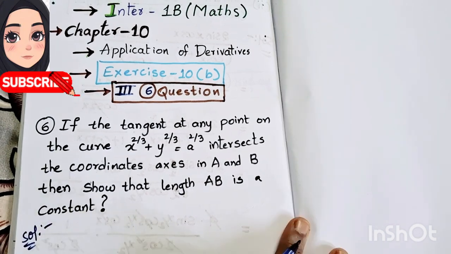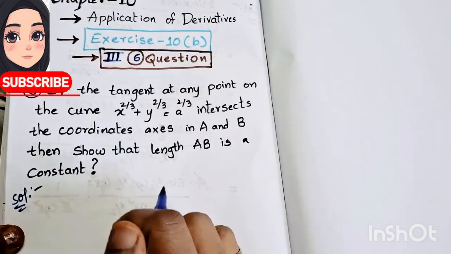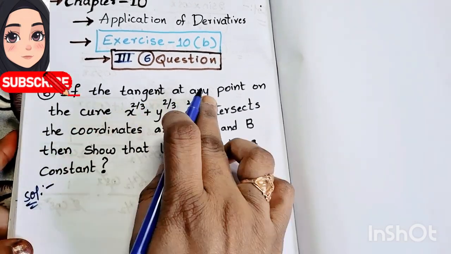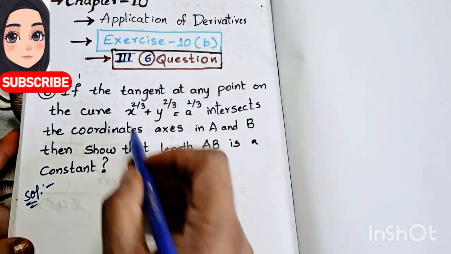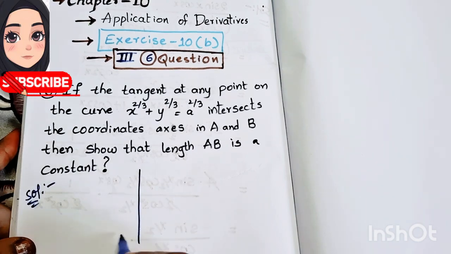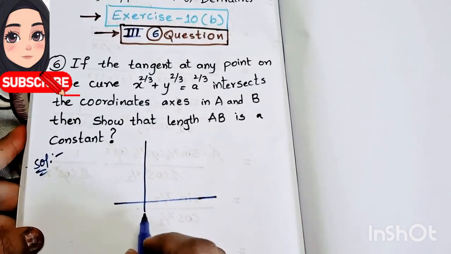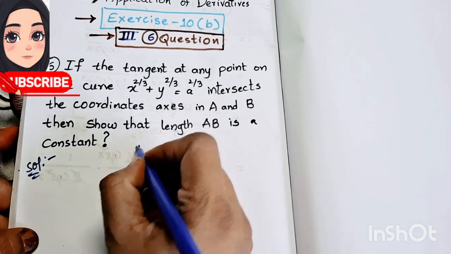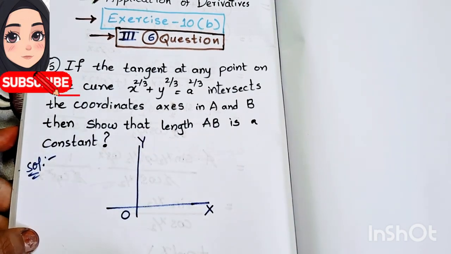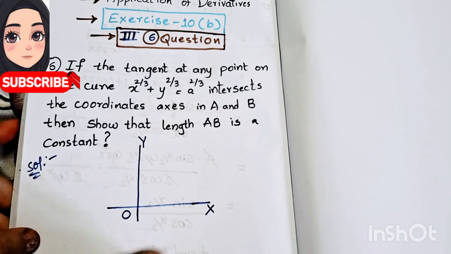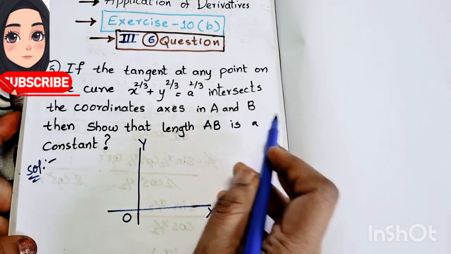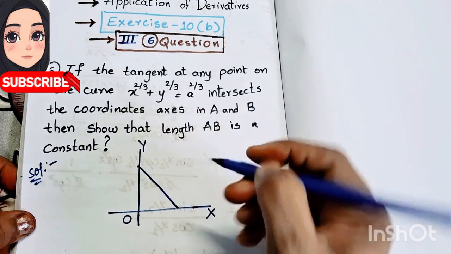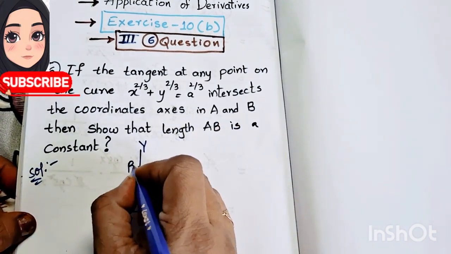Solution: here I am going to solve. First I am going to make a figure. Let us take the x-axis and y-axis here. This one is the x-axis, this one is the y-axis. O is the origin, and the tangent meets the axes at A and B. Let us draw a tangent line through the points A and B.